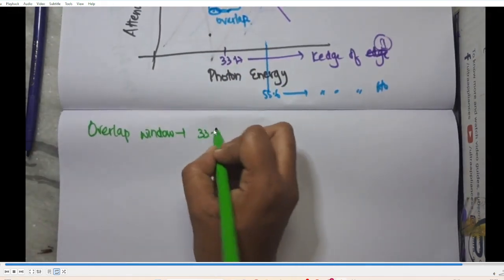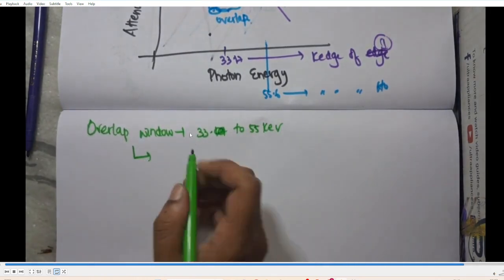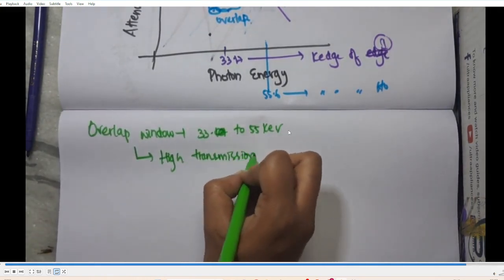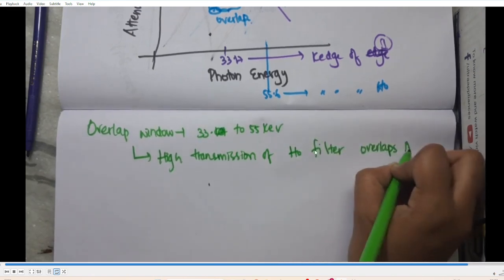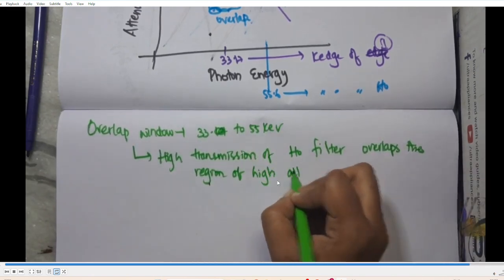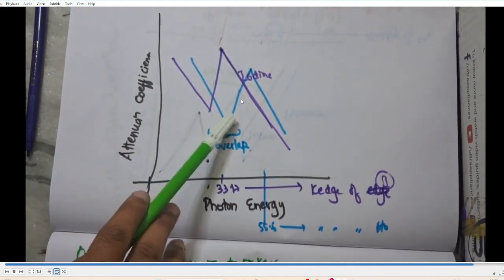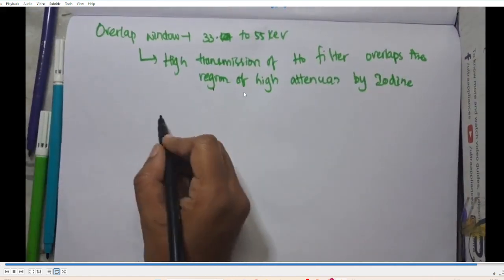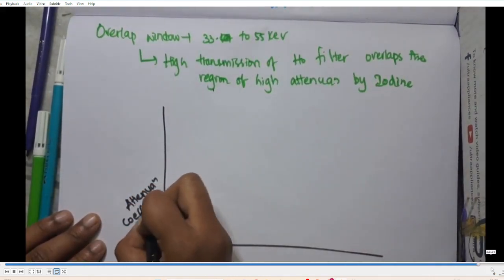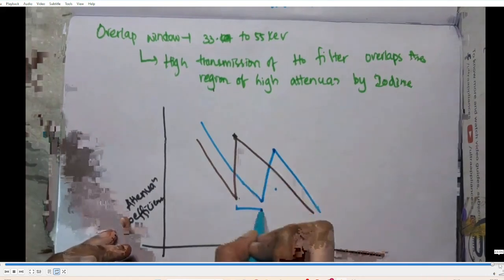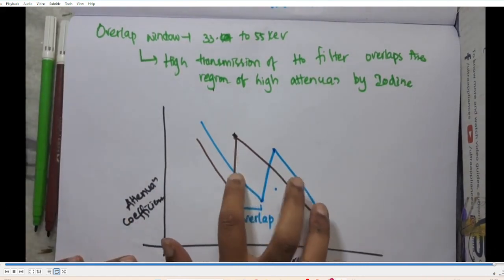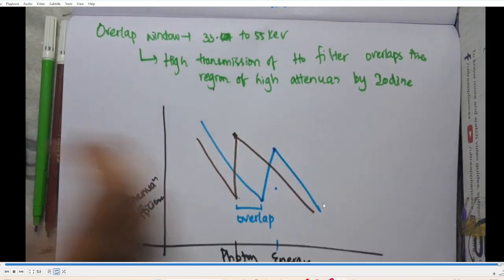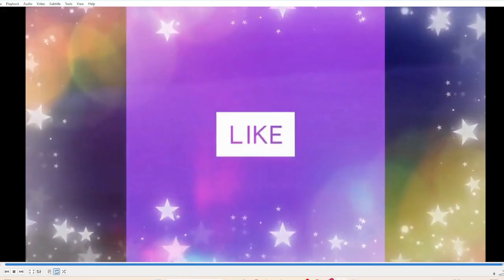So the overlap window of around 20 kilo electron volt, between 33 and 55 kilo electron volt, causes high transmission of the holmium filter to overlap the region of high attenuation by iodine: high transmission of holmium and high attenuation of iodine. So this is the same diagram drawn again because this is a better diagram. These are the important points about K-edge filters. Thank you.